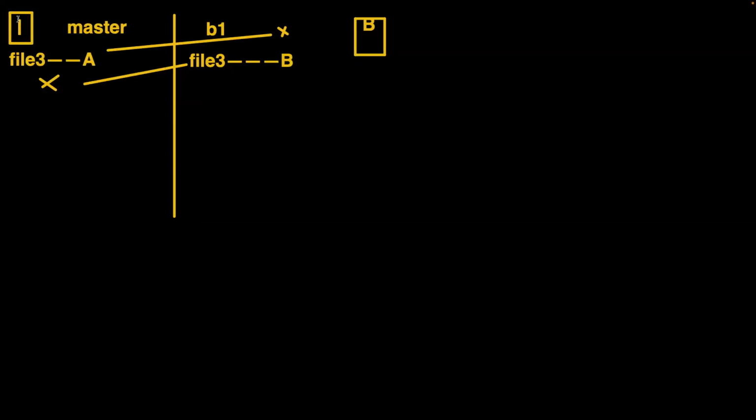Now, I want to merge. The meaning of merge is integrate changes from one branch to another. We are merging from B1 to master. Like this is B1, this is master. So the meaning is integrate, bring the changes from B1 to master. Means bring the changes, imagine this is a box with a B. Okay, this should come and sit in here.